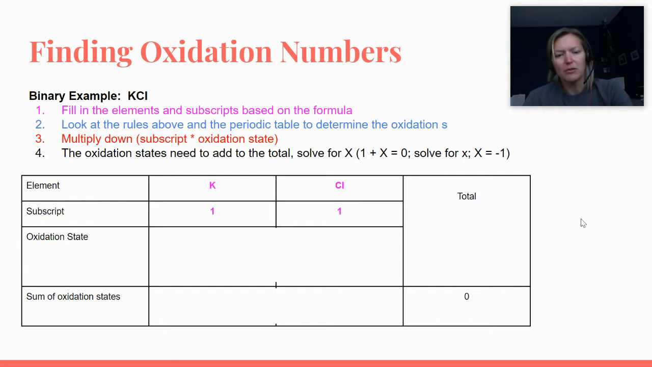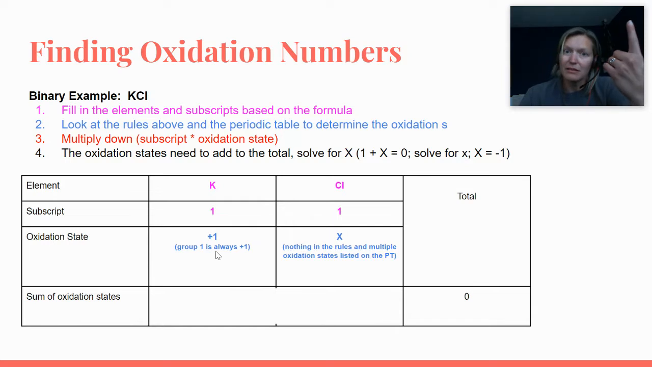KCl. First one, we're going to fill in the information. We have a potassium, and there's one of them. A chlorine, there's one of them. I'm getting those from the subscripts, which aren't there, which means there's one. Next, we're going to fill in the oxidation state. Look at the rules above. Read number 1, read number 2, read number 3, read them in order. Okay, so potassium is +1, and I put a little information here as to why. Group 1 is always +1, has to be.